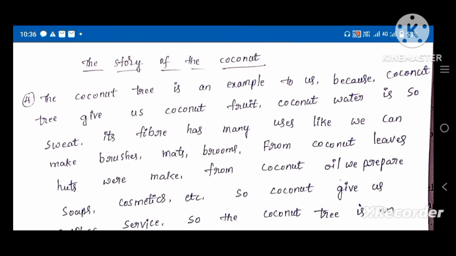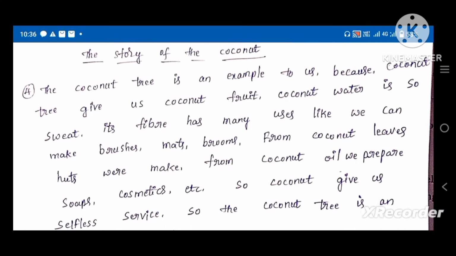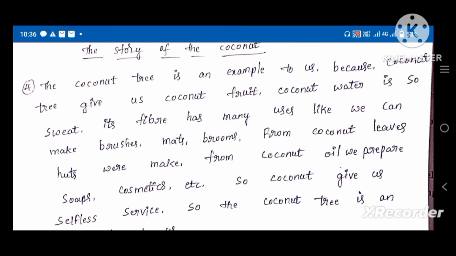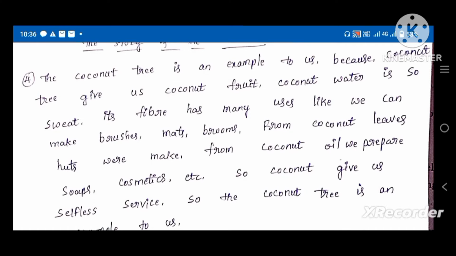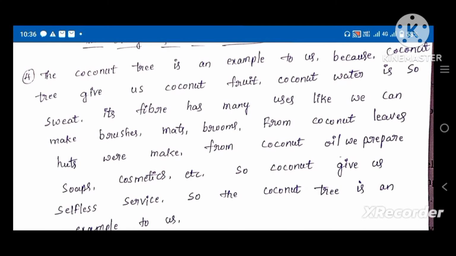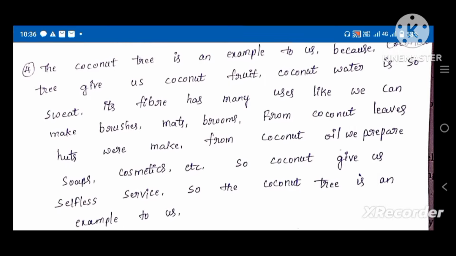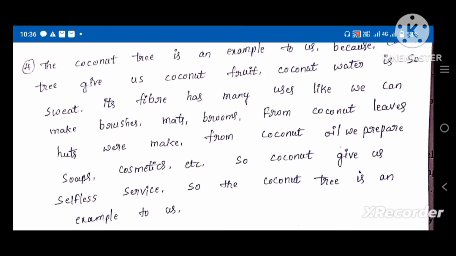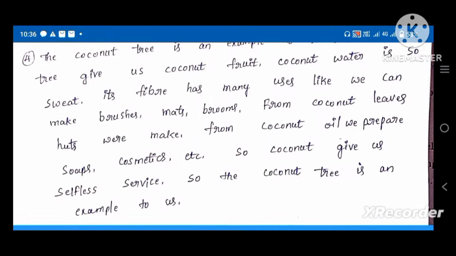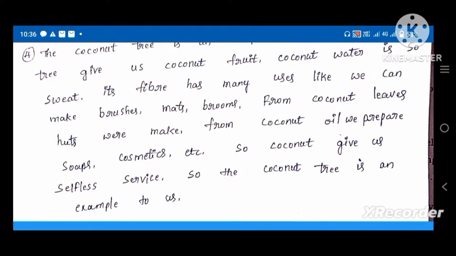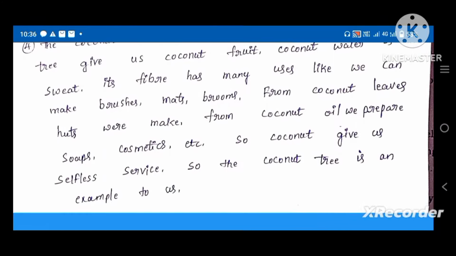The coconut tree is an example to us because the coconut tree gives us coconut fruit. Coconut water is so sweet. Its fiber has many uses, like we can make brushes, mats, brooms. From coconut leaves, huts were made. From coconut oil, we prepare soaps, cosmetics, etc. So, coconut gives us selfless service. So, the coconut tree is an example to us.